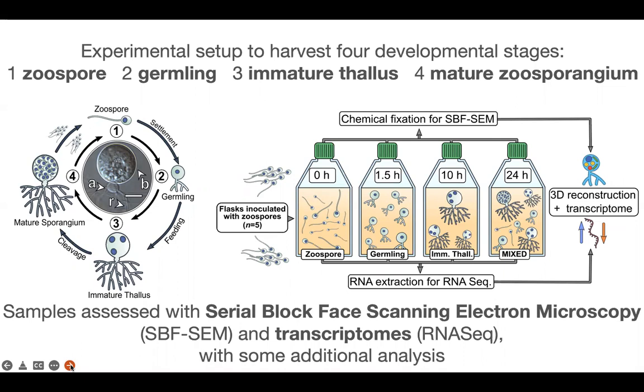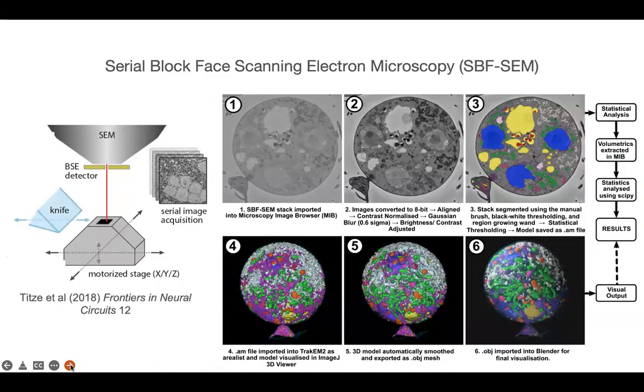So what's SBF-SEM? Serial block face scanning electron microscopy. What's that? I hear you all shout out. It's really quite straightforward. We basically fix our samples in resin. The sample is then sliced with a diamond knife, and then SEM images are taken of each slice. So we're basically doing slices through the cell. We then get sent back a massive data file with thousands of TIFFs of all the slices, and then you take each slice, you identify the organelles and the structures, and then you rebuild a model of that cell.